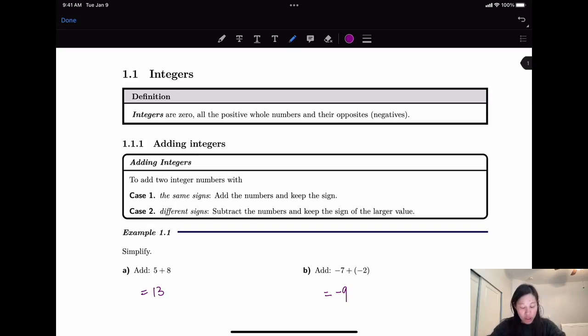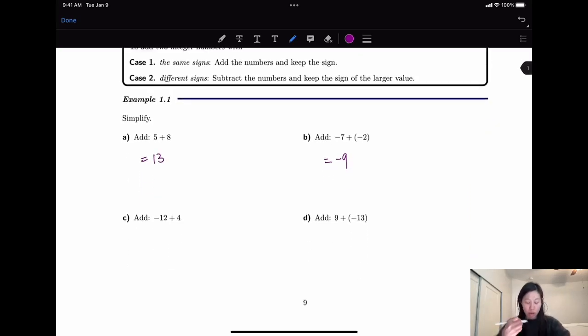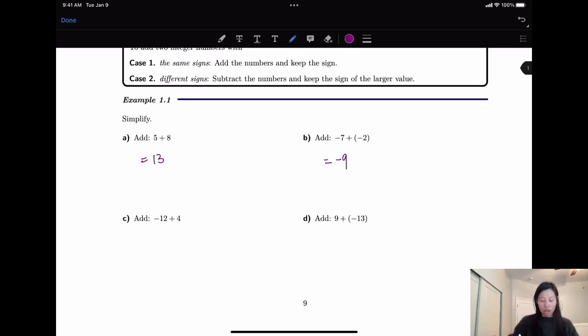When it comes to different signs, we subtract the numbers and keep the sign of the larger value. What does that mean? For example, in number C, we have 12 and 4. One is positive, the other is negative. So we use the greater value, subtract the smaller value, which in this case is 12 minus 4, and we get 8. Then we keep the sign of the larger value, which is 12, and the sign of 12 is negative. So we have negative 8.